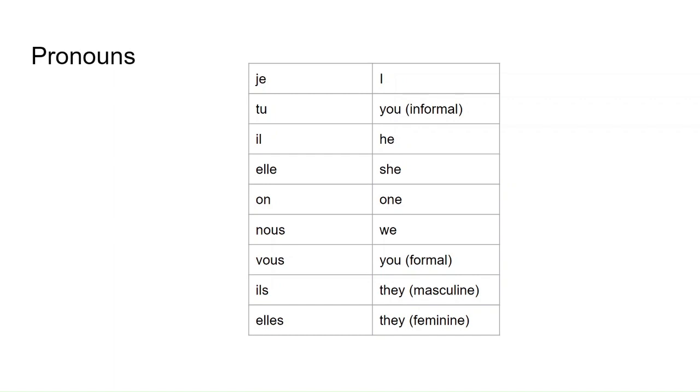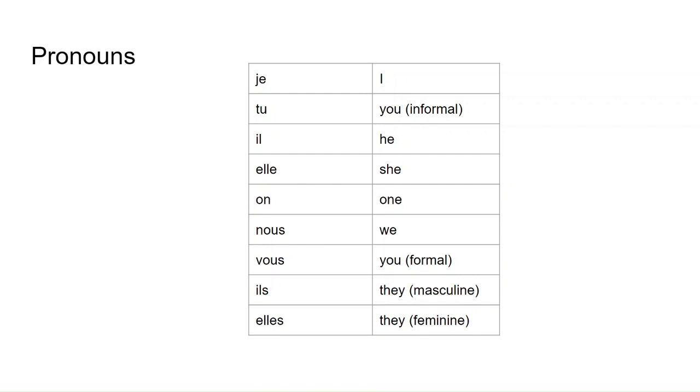In terms of what these pronouns mean, je refers to I, tu to you, informally, il to he, elle to she, on to one, nous to we, vous to you, formally, ils with an s to they, masculine, and elles with an s to they, feminine.